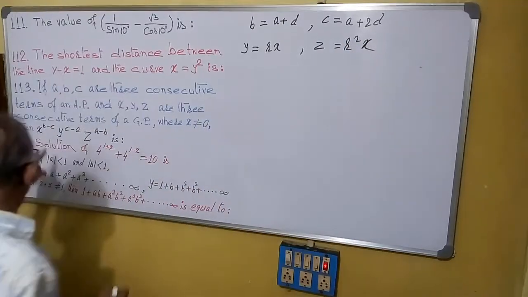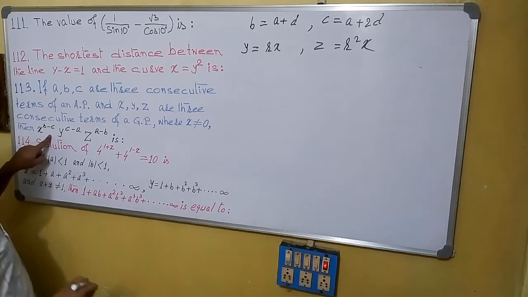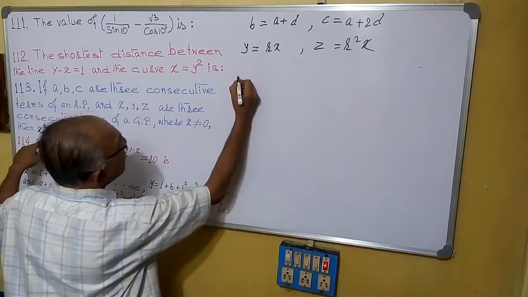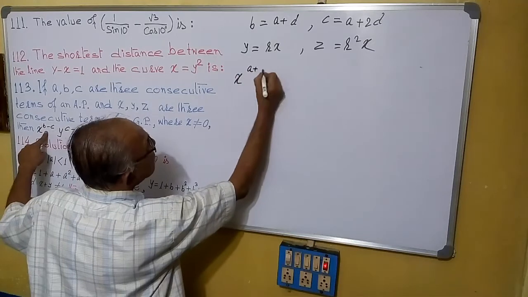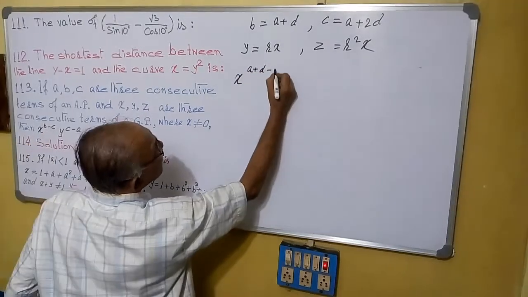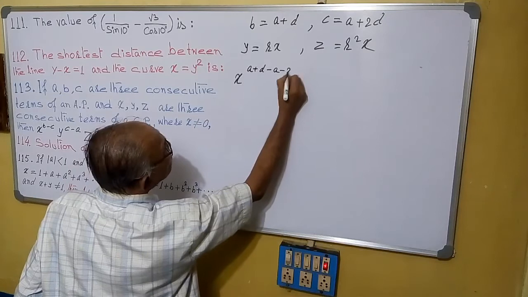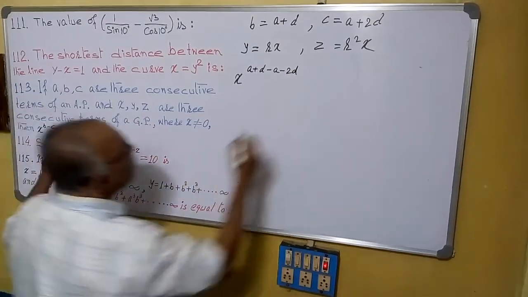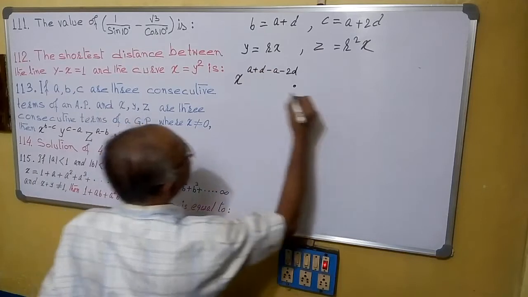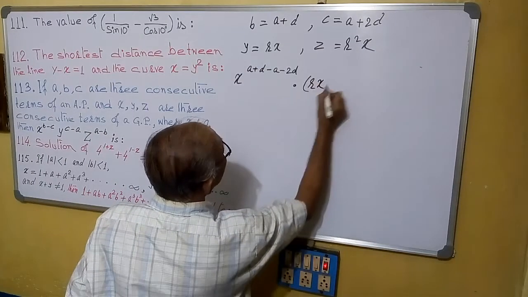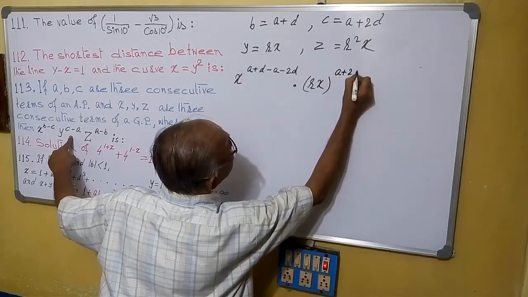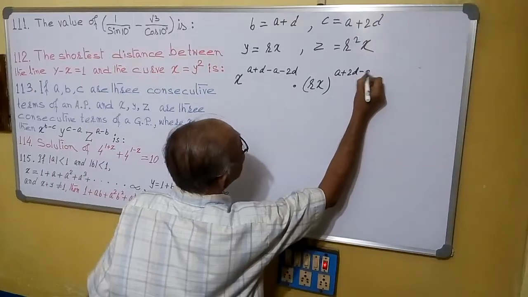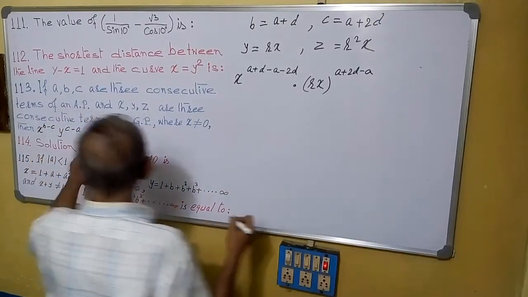So what we have to find? X to the power B minus C, Y to the power C minus A, Z to the power A minus B. So we can write X to the power B minus C as X to the power (A plus D minus A minus 2D), into Y to the power C minus A. Instead of Y we can write Rx, to the power C minus A, C is A plus 2D minus A, into Z.